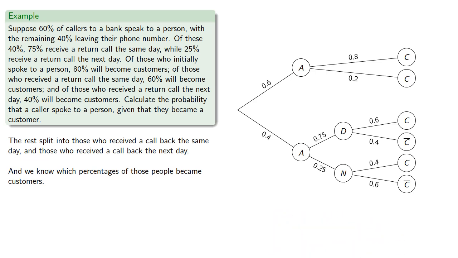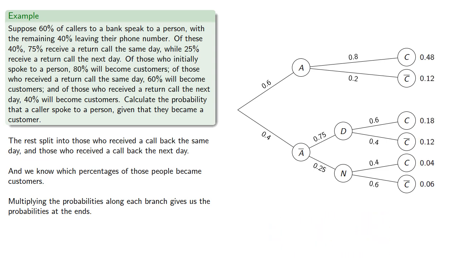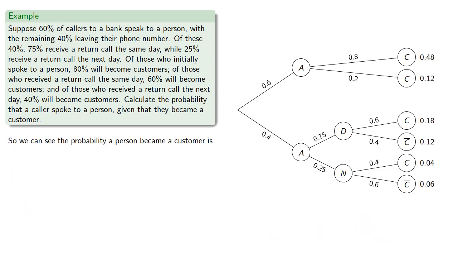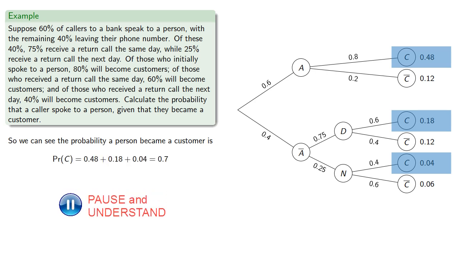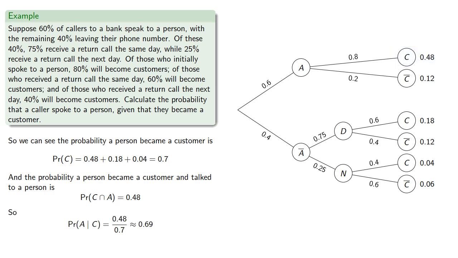If we multiply the probabilities along each branch, we get the probabilities at the end. So we can see the probability that a person became a customer, which is anybody who ends up at one of these three destinations, that's 0.7. And the probability a person became a customer and talked to a person, that's only the people in this branch. And so our probability of A given C will be.